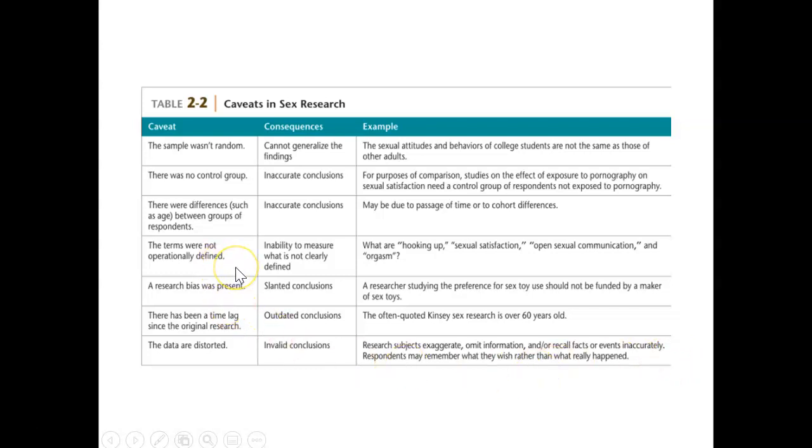If you don't have terms that are carefully operationally defined, any findings that you get are functionally uninterpretable. So if your methods were problematic, if your definitions were problematic, you are not going to have findings that you can interpret. So your authors give you examples like hooking up, sexual satisfaction. Each of us has an internal definition; when I say the phrase hooking up, you have your own personal definition of what that means. Is that a definition that is going to capture what is out there in the real world of behavior?